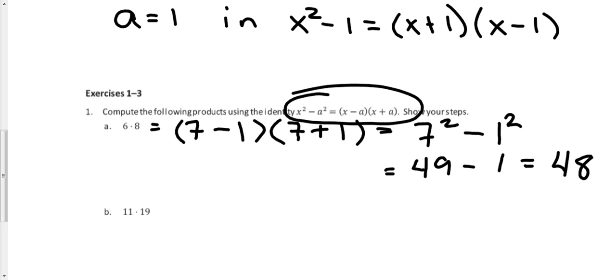Now, how do I do letter B? What numbers are between 11 and 19? Think of a number that when I add it to that number, I get 19, and when I subtract it from that number, I get 11. So I'm looking for two numbers that will add to 19 and subtract to get 11.